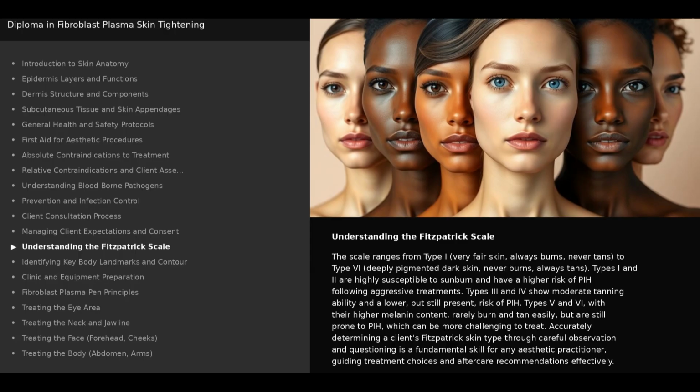Accurately determining a client's Fitzpatrick skin type through careful observation and questioning is a fundamental skill for any aesthetic practitioner, guiding treatment choices and aftercare recommendations effectively.